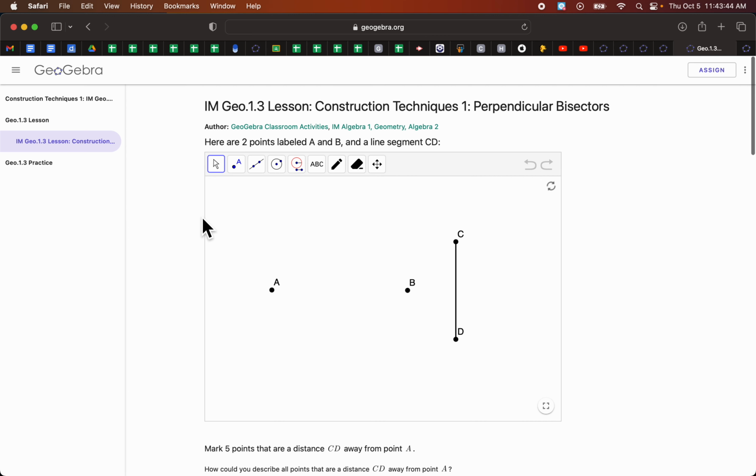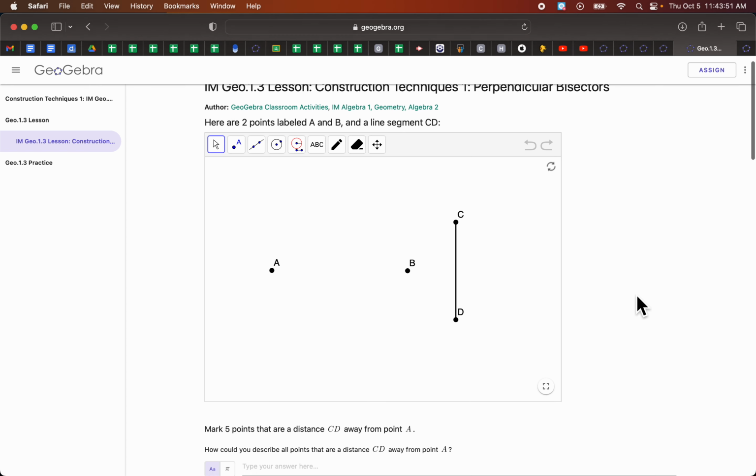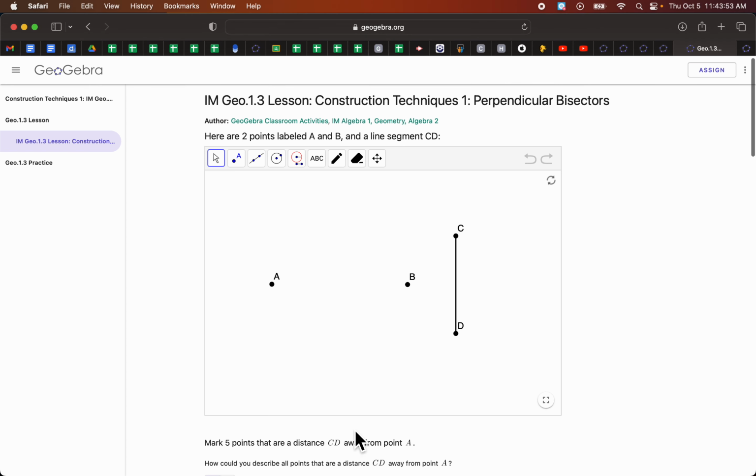Here are 2 points labeled A and B and a line segment CD. Mark 5 points that are a distance CD away from point A. So in other words, this same distance away from point A. So how far is this thing? Well, we don't really know.